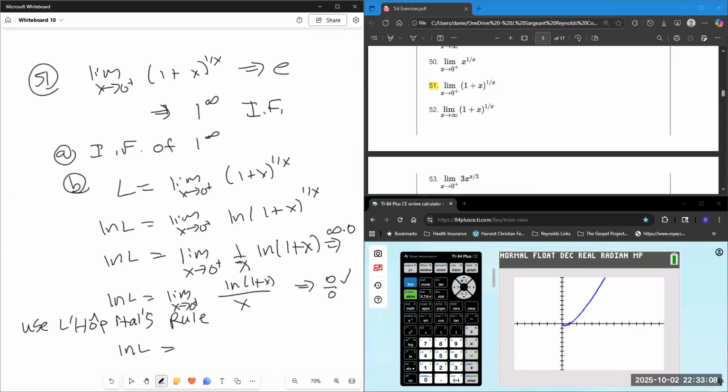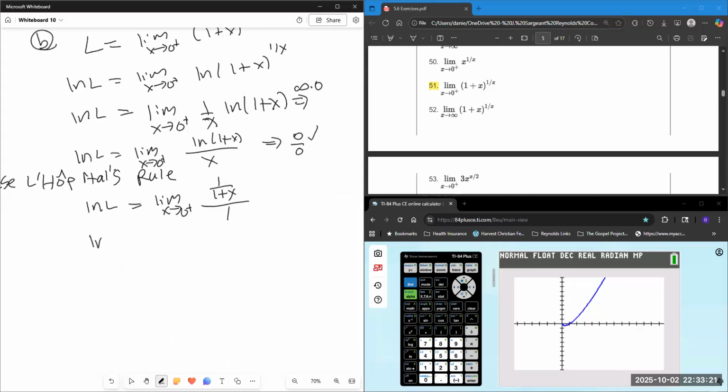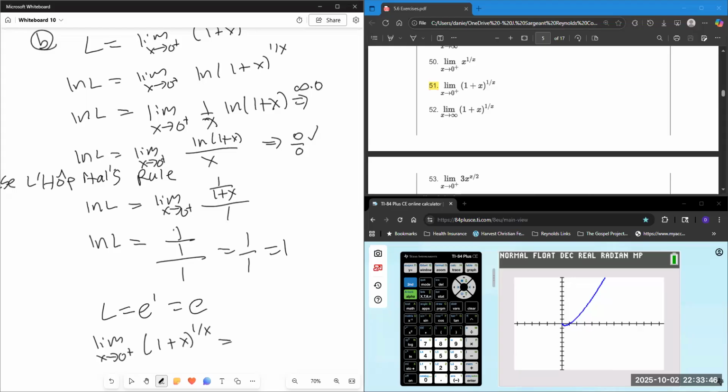So ln of L is equal to the limit as x goes to 0 from the right, 1 over 1 plus x, over 1. So that gives me ln of L is equal to 1 over 1, over 1, is 1 over 1, is 1. So L is equal to e to the first, which is e. So the limit as x goes to 0 from the right of 1 plus x to the 1 over x is equal to e.